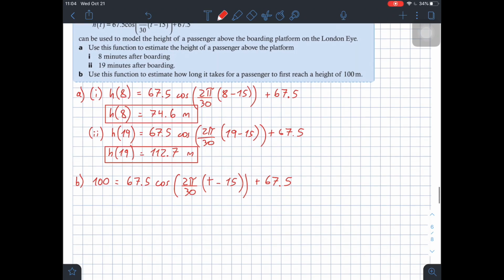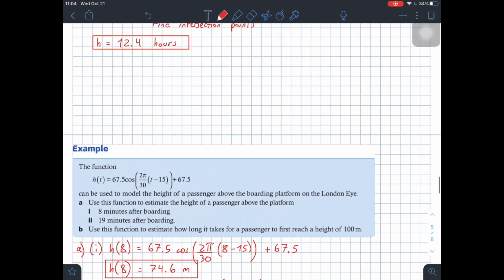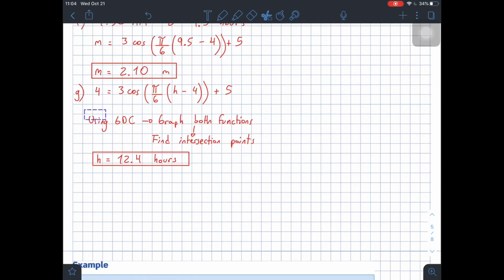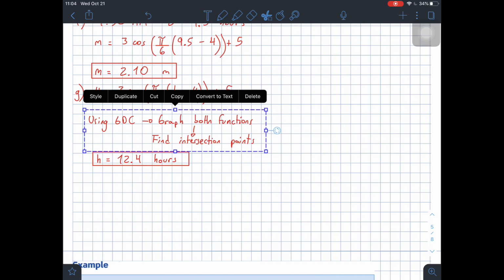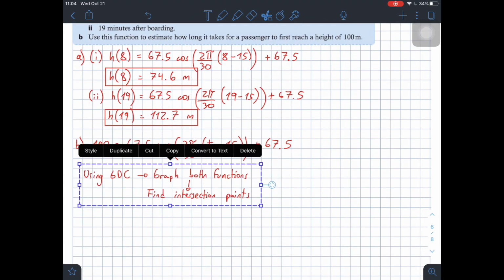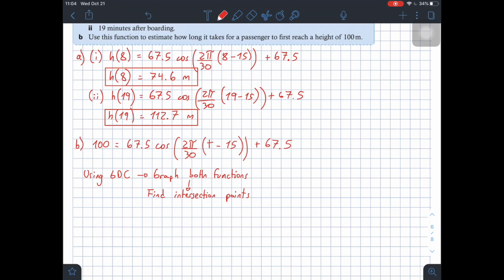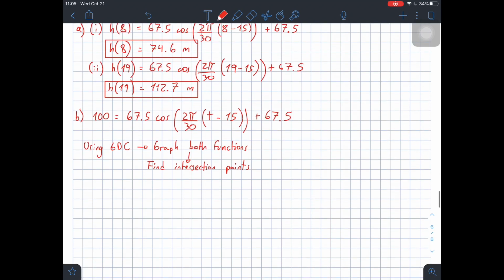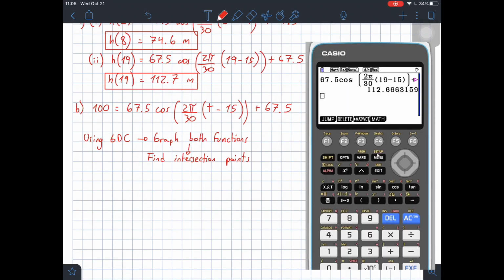But once again, if you're allowed to use calculator, it's much easier if you graph all of this and then find the first intersection point in order to find the first time it reaches 100, right? So basically, we're going to follow these same steps we did here. So let me copy this. So using GDC, we're going to graph both functions. The first function would be obviously the periodic function, and the second function is y equals 100. And we're going to analyze the intersection point. So let me do that here.